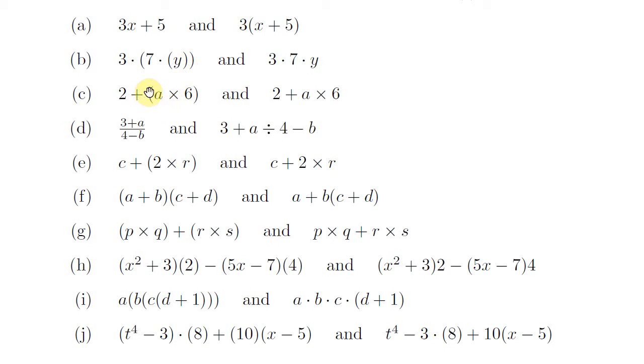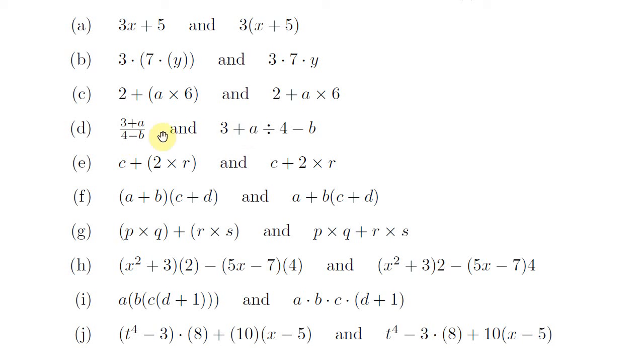In the next example, it's this set of parentheses that doesn't exist over here. However, in both of these, you do the multiplication first. Here, you do it because it's in parentheses, and here you do the multiplication first because multiplication comes before addition. So these two expressions in part C are actually the same.